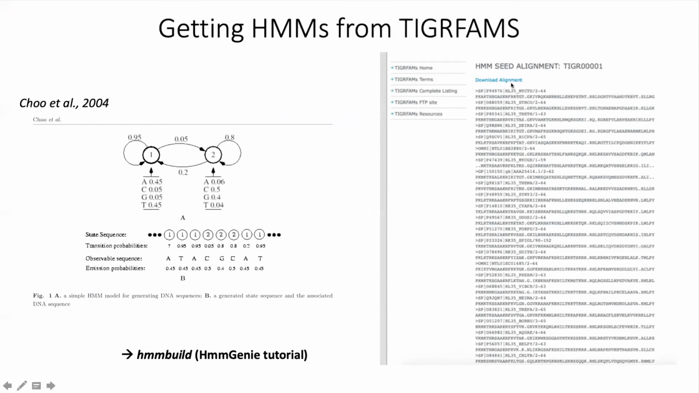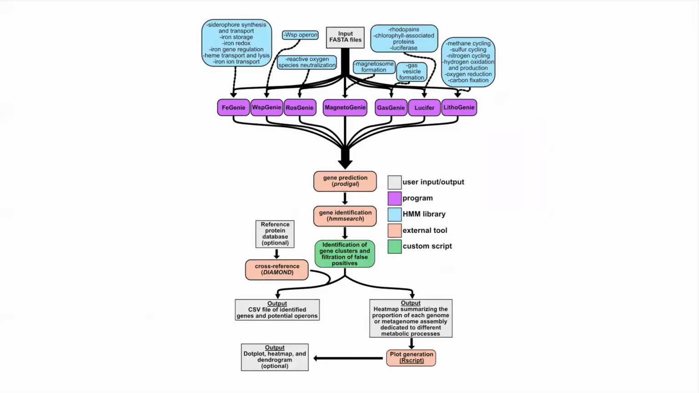Right. So once you download an alignment, all you have to do is run HMM build, and I'll talk about this. And then once you run that, you'll have your HMM.